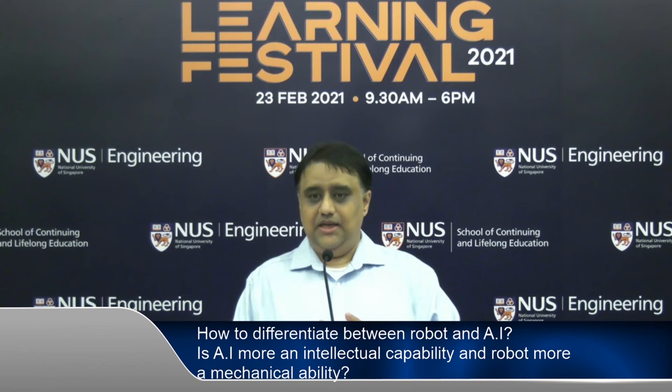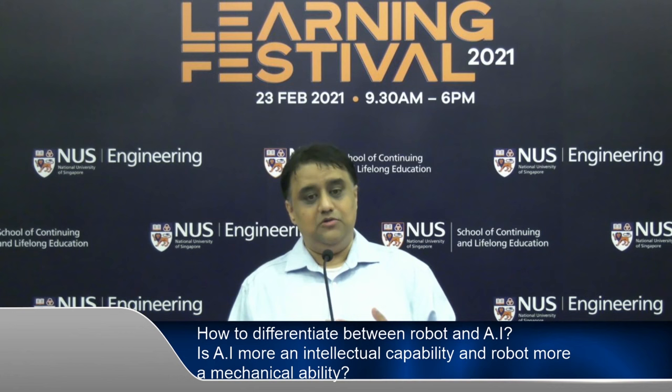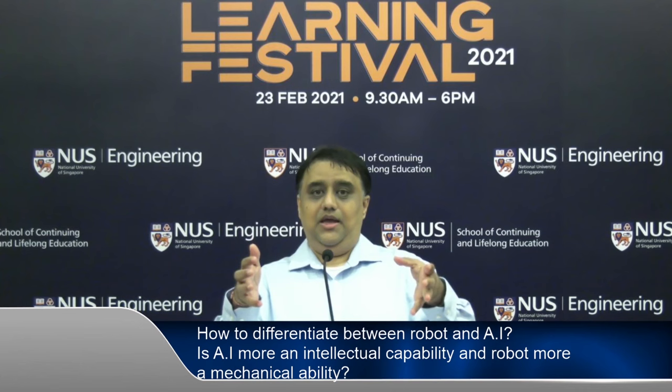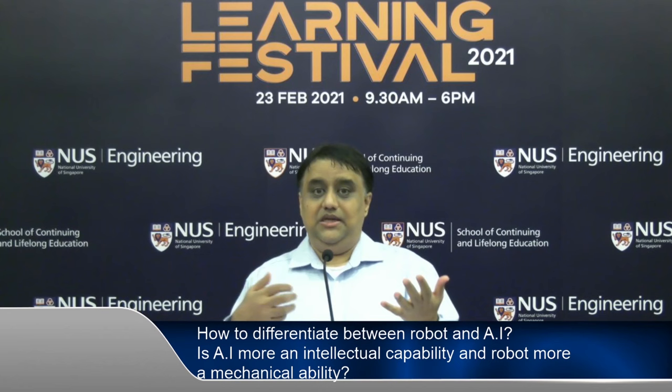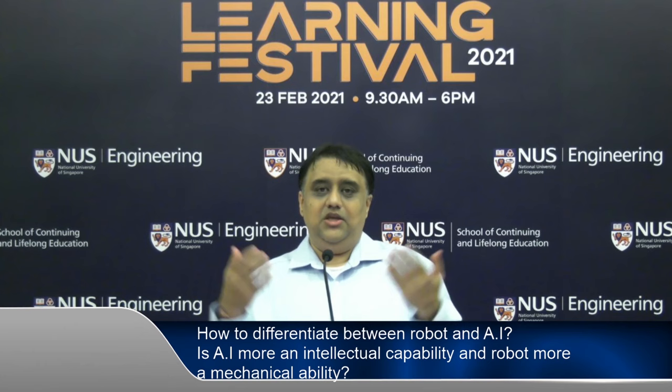Okay, number two: how to differentiate robot and AI? Is AI more an intellectual capability and robot more a mechanical ability? Yeah, that's a very insightful question. You're right, a robot has many, many components, right? There's a mechanical subsystem, there's an electrical subsystem, there are sensors, right? So anytime that you want to sense something and then actuate, you have to process what you sense, and that's where the AI comes in.